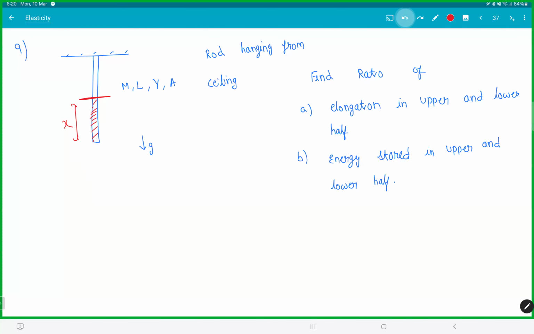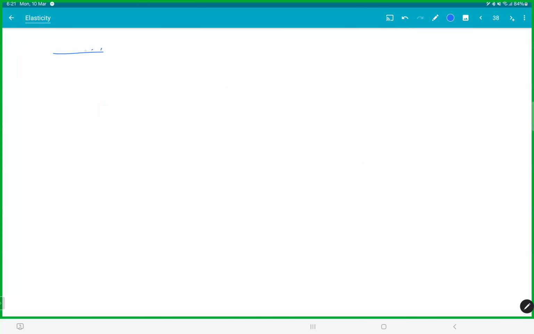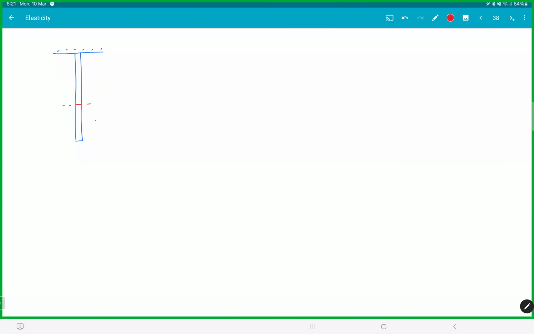Let's see. Like I said, the first thing you need to do is find the tension. So at a distance x from here, the tension is due to the weight of the slice, which is m by L into x. That is the weight of that piece, into g. So we get tension is mg x by L.